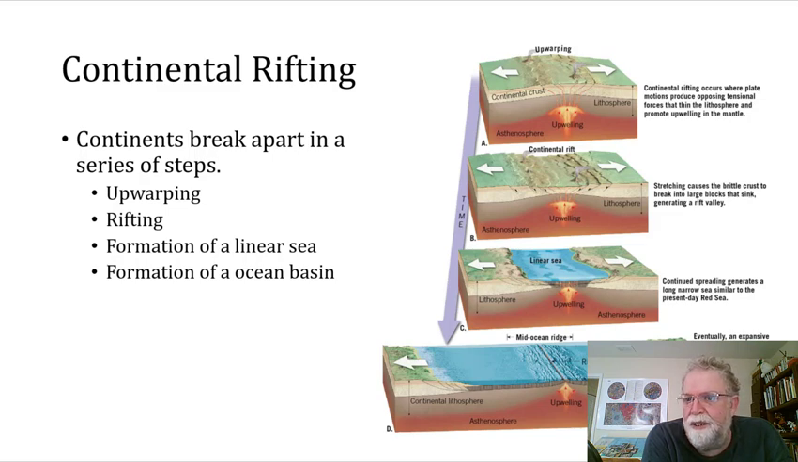A lot of times these divergent boundaries will come up underneath continental crust, and so you get a sequence of events here, where as that magma comes up, you'll get upwelling as the crust is pushed upward, and then eventually you'll get actual motion and rifting, which will make a valley. And then eventually that valley will flood into a linear sea, and then eventually it becomes an ocean basin.